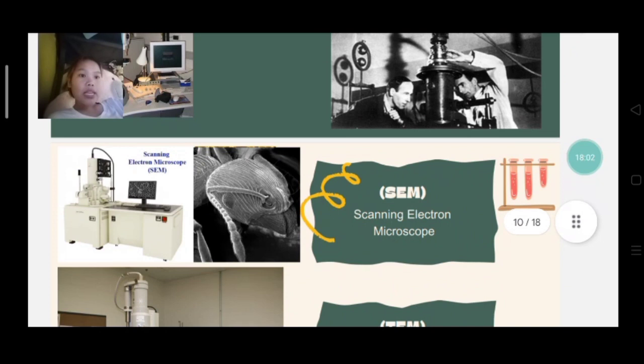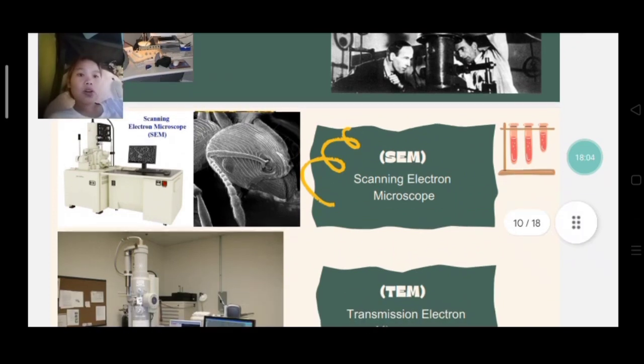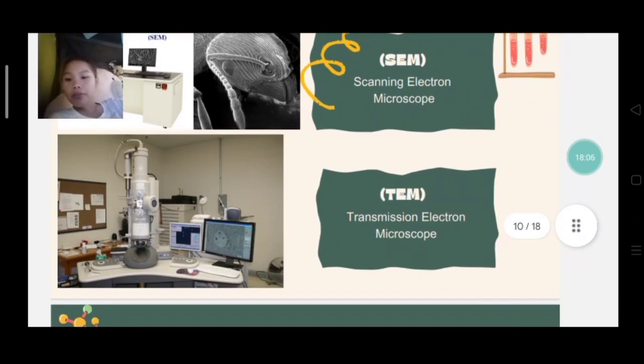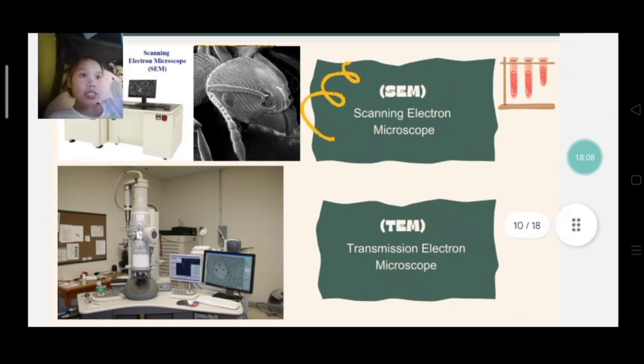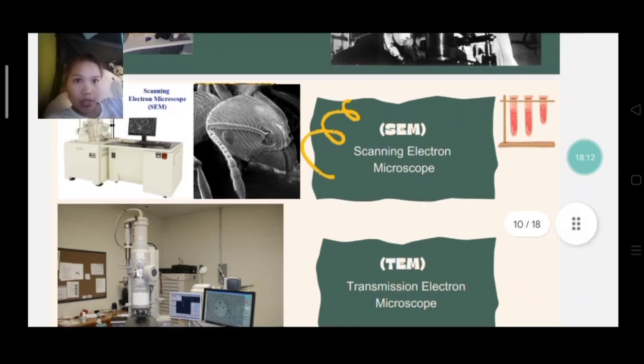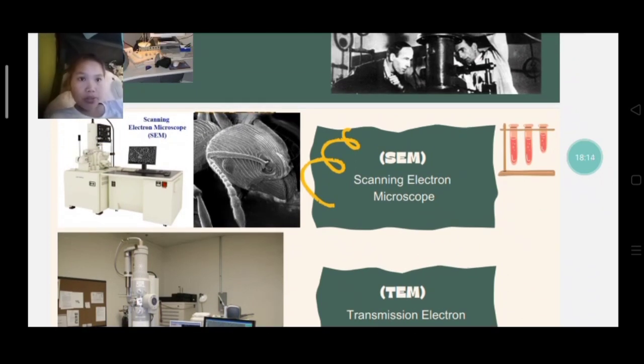The scanning electron microscope and the transmission electron microscope. As you can see, here is the scanning electron microscope.